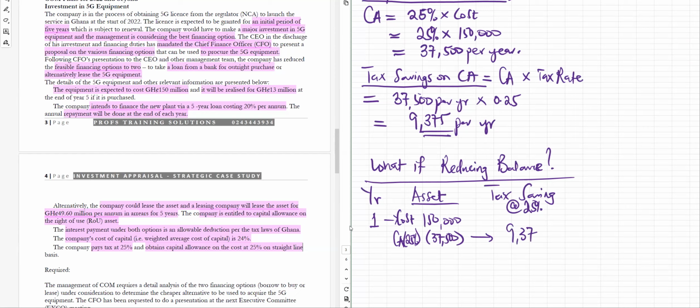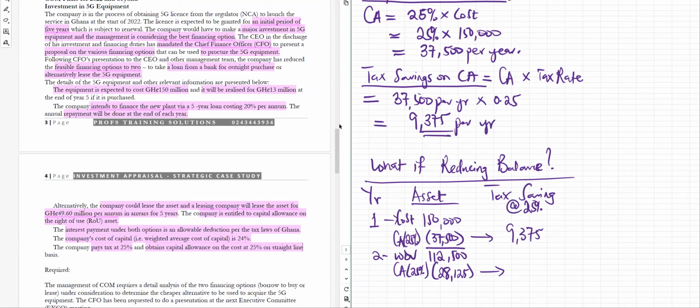But just for the first year, because with reducing balance, we compute the capital allowance on the written down value. So now we have our 150,000 minus our 37,500, and that results in 112,500. Now, on this 112,500, the same way, I have capital allowance at 25%, and that gives us 28,125. Anytime you see capital allowance, it creates a tax saving.